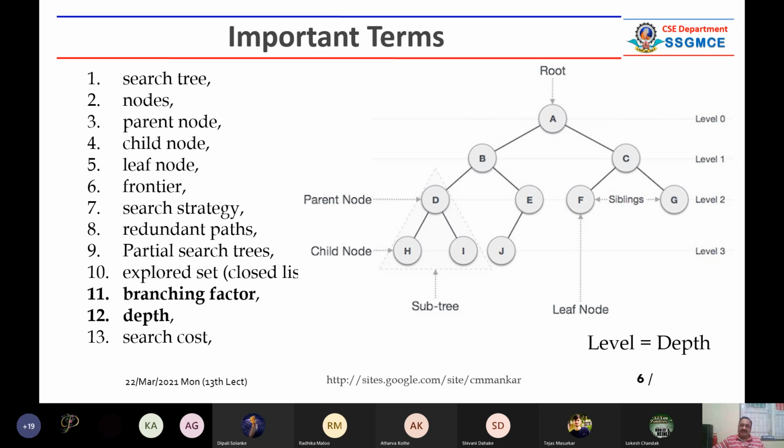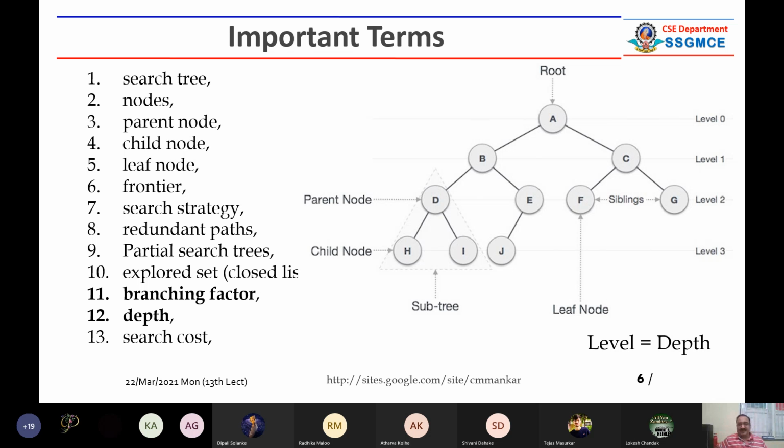So I hope you got what is the meaning of siblings: subtrees which are near to each other on the same level. F and G is an example, and D and E is an example. D is a subtree which contains 3 nodes, D, H and I. And E is a subtree which contains only 2 nodes, E and J.